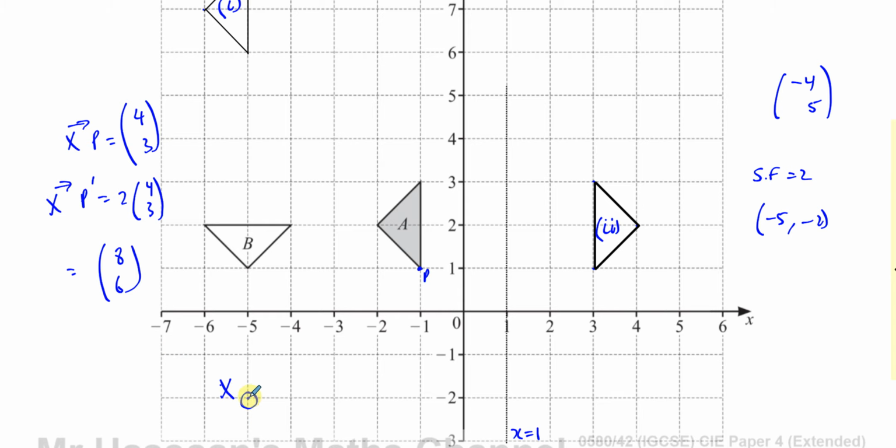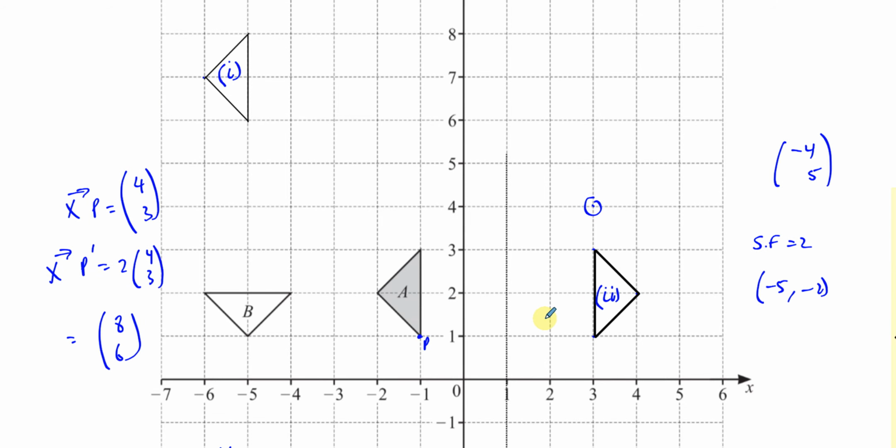So from the center of enlargement to the image of P, I've got to go 8 units to the right. So -5 to 3, and then 6 units up. So from -2 to 4. So that's going to be the image of P, okay, after this enlargement.